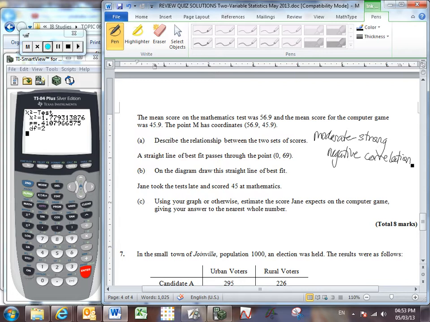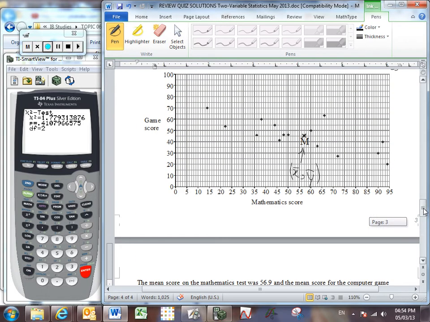Okay, a straight line of best fit passes through the point (0, 69). Where's (0, 69)? It's right here. So we have to then draw a line of best fit that passes through not only that point, but it must go through the mean point. And so I'll do my best. You would use a ruler or the edge of your ID or calculator, I hope, but that's not a bad attempt at a line.